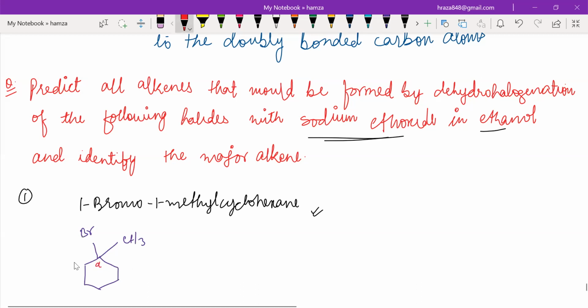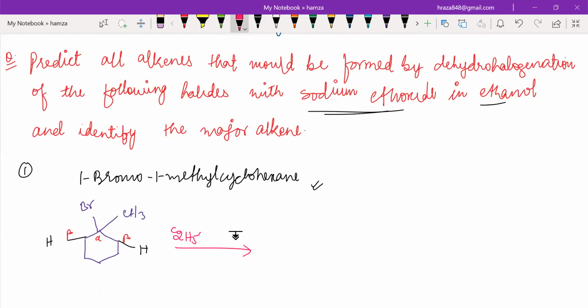Now you can see this is the alpha carbon, so this is a beta carbon, and this is also a beta carbon. Yes or no? Yes, sir. So beta hydrogen will be here, and beta hydrogen will be here also. What you need to do is here it is written sodium ethoxide in the presence of ethanol: C2H5ONa, that means two-carbon ethoxide, and ethanol, that means C2H5OH. Everyone, are you getting it till this? Yes, sir.